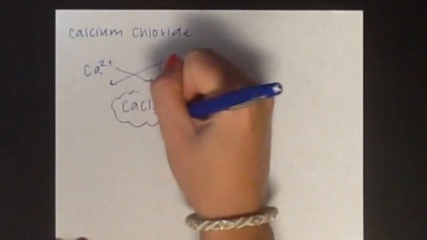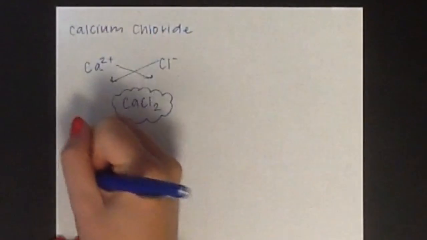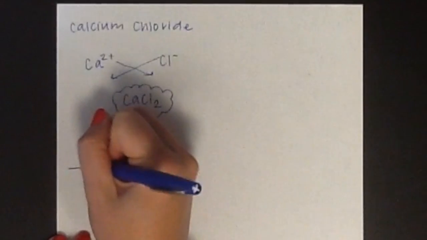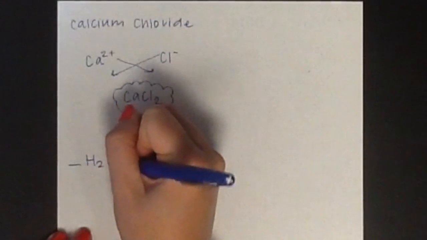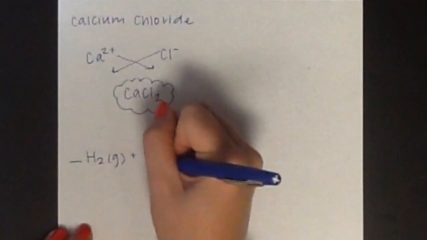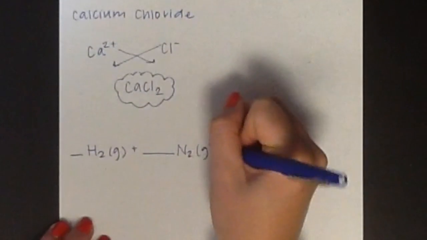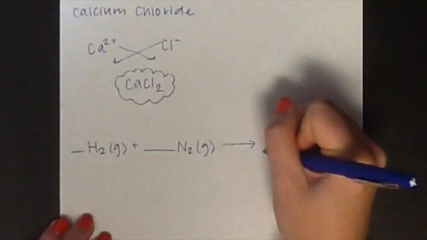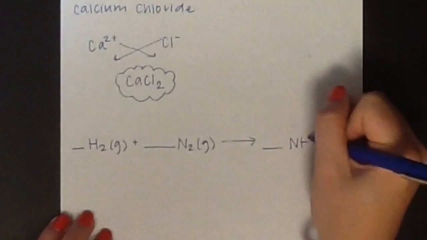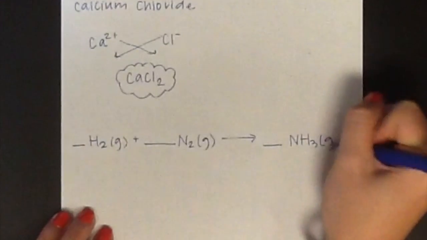With chemical equations, it is also important to know how to balance an equation. It is important to know how to balance an equation due to the law of conservation of mass, meaning that what you begin with in the reaction must be present at the end of the reaction. For example, let's balance H2 plus N2, reacting to form NH3.